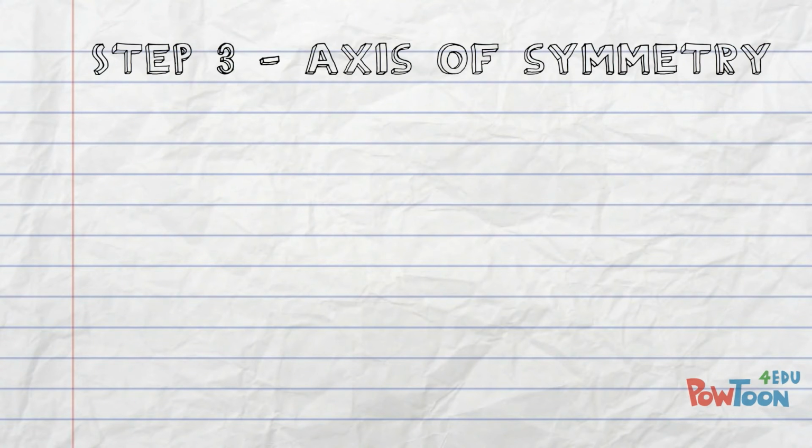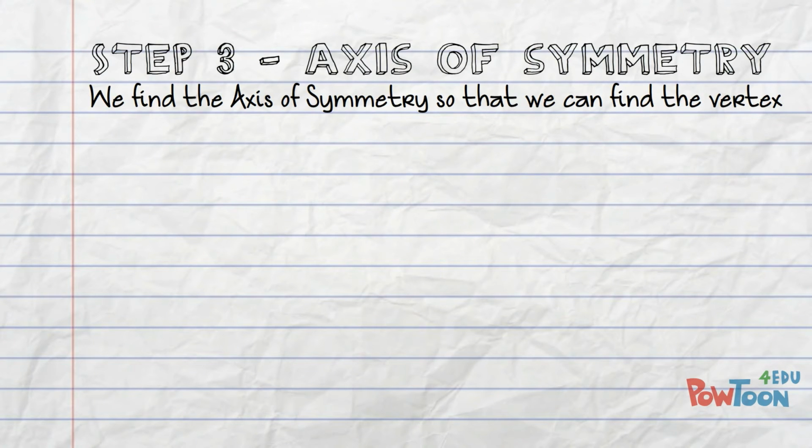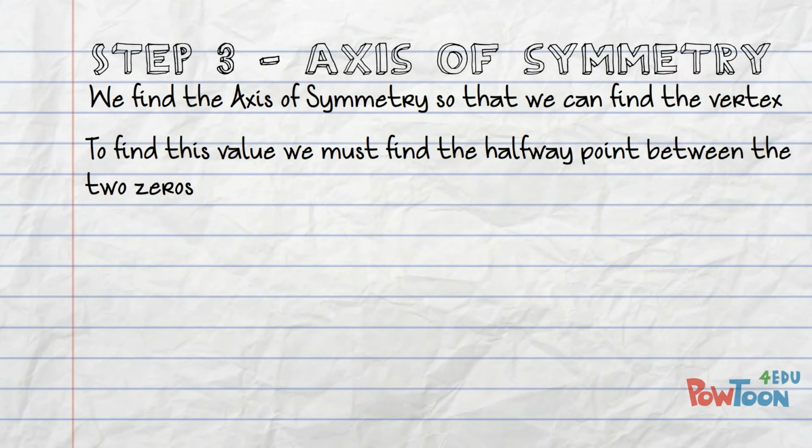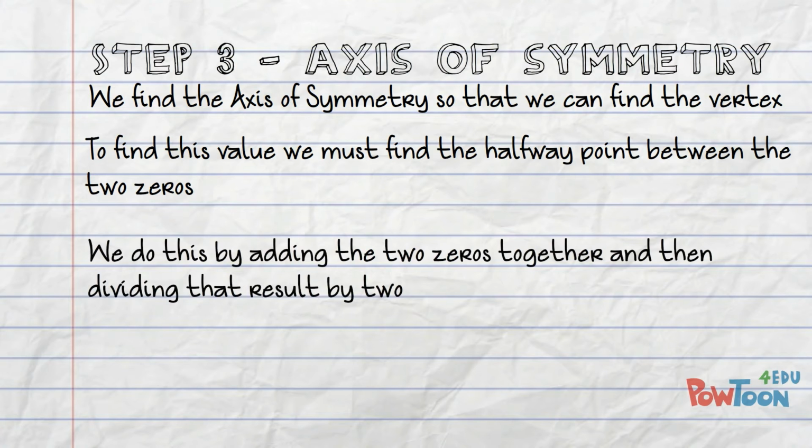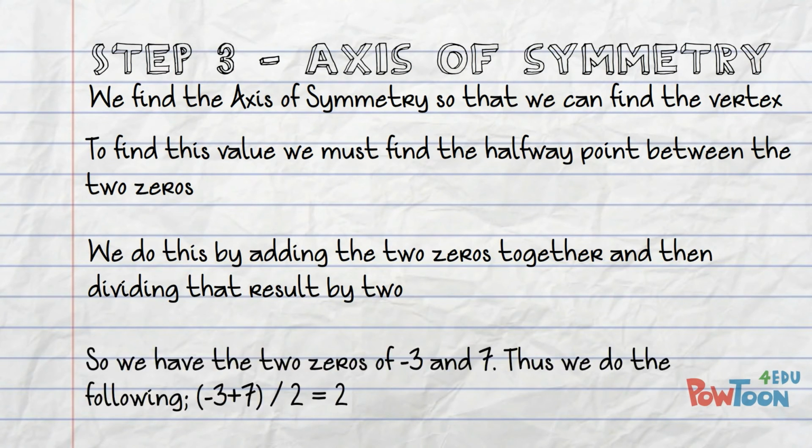Step 3, axis of symmetry. We find the axis of symmetry so that we can find the vertex, because the axis of symmetry is the x-point for the vertex. So to find this value, we must find the halfway point between the two zeros. We do this by adding the two zeros together and then dividing the result by 2.